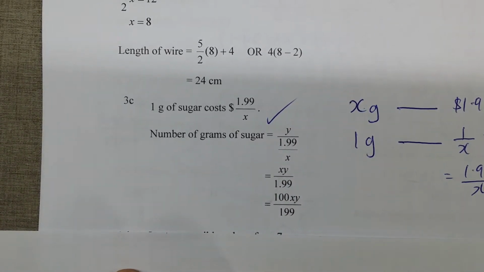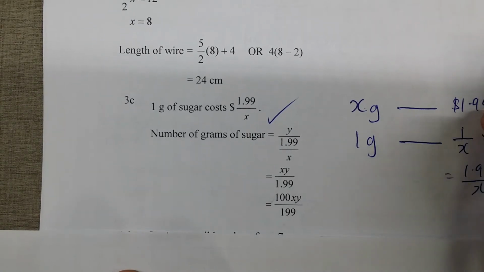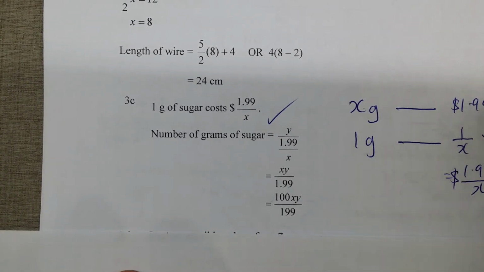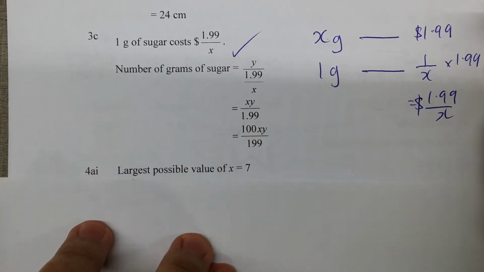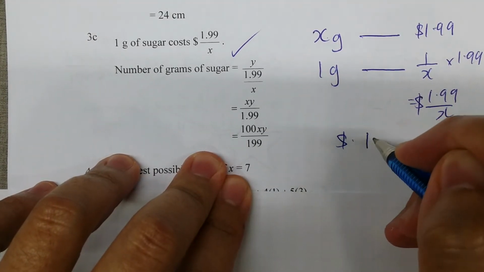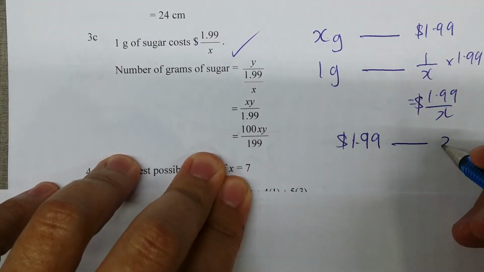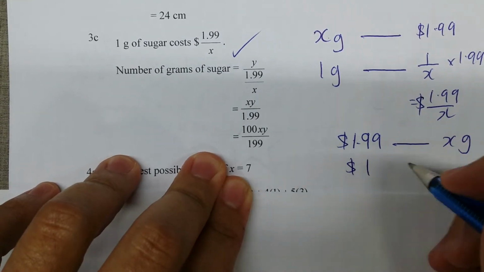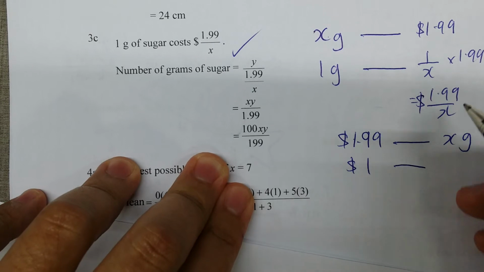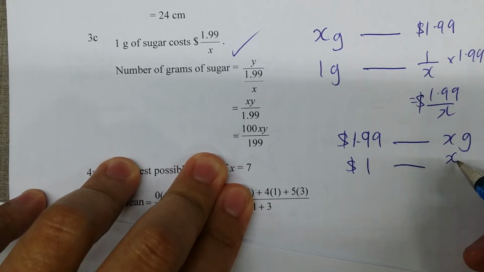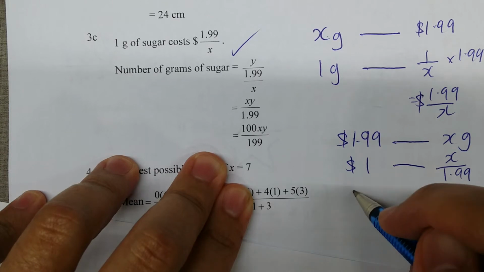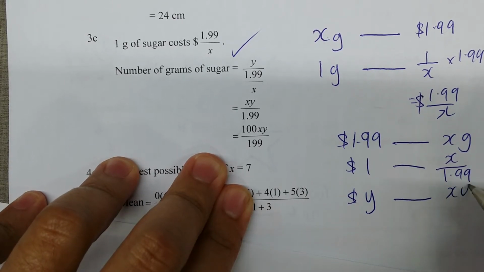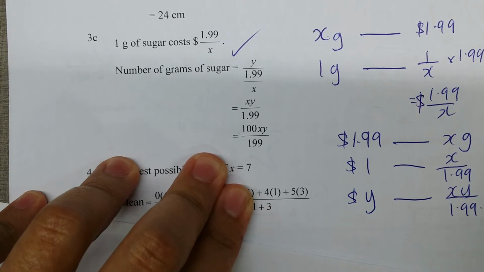So find an expression for number of gram of sugar that can be bought for $y. Okay, so this is dollar. So how to do this? This is the other way around. That means 1.99 is x gram. $1 will be how much? $1 is x divided by 1.99. But after that, I need to multiply by y because it's $y. So xy over 1.99. Then I realize that it's different from the answer.